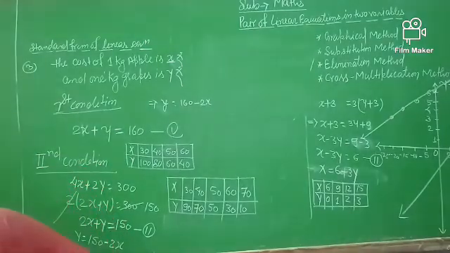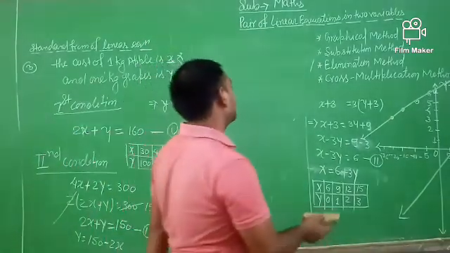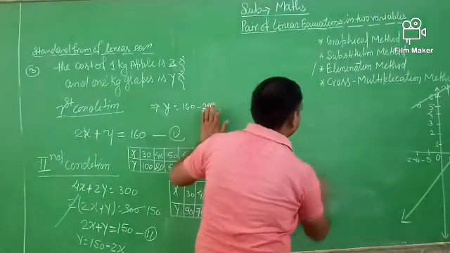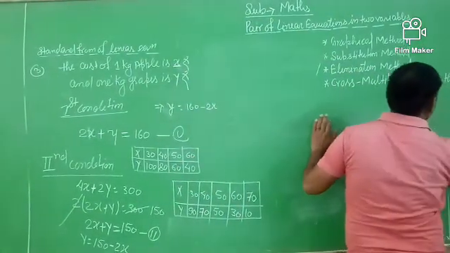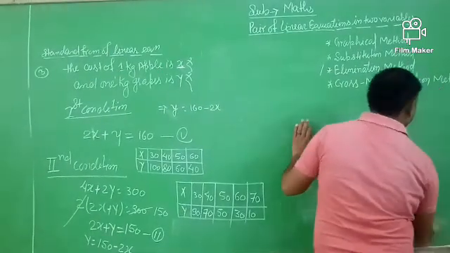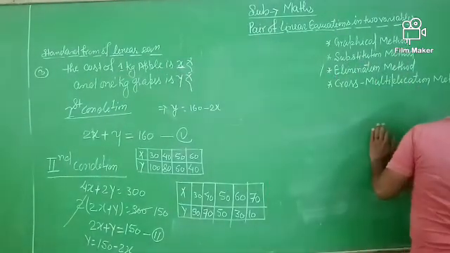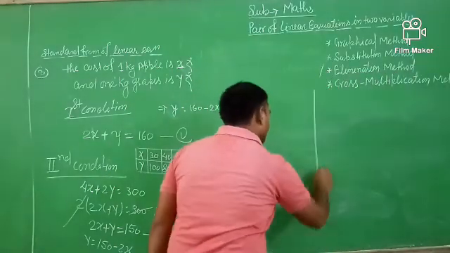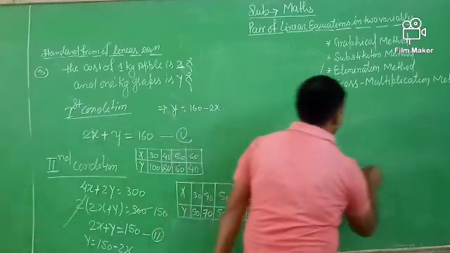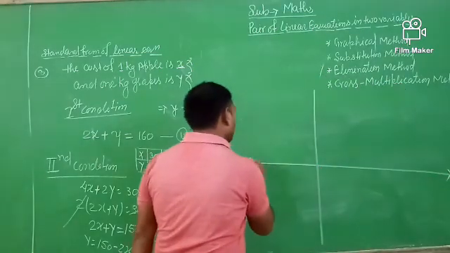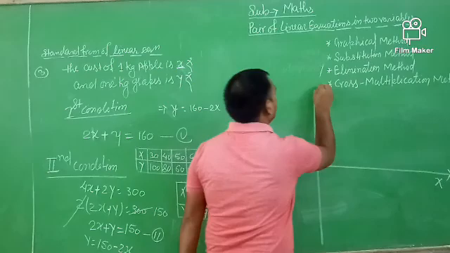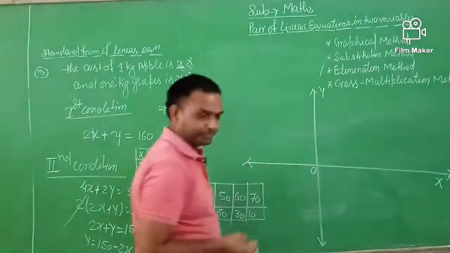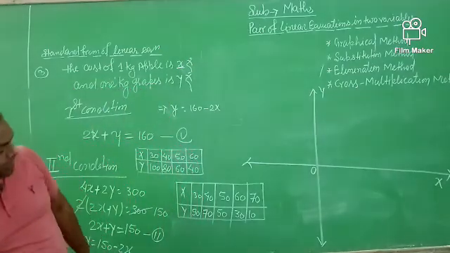Similarly, you can draw the graph using these various values. So I draw the graph using these values. Here you see, first we draw the x and y axes. This is the x axis and this is the y axis. This is the origin, so we start the values.